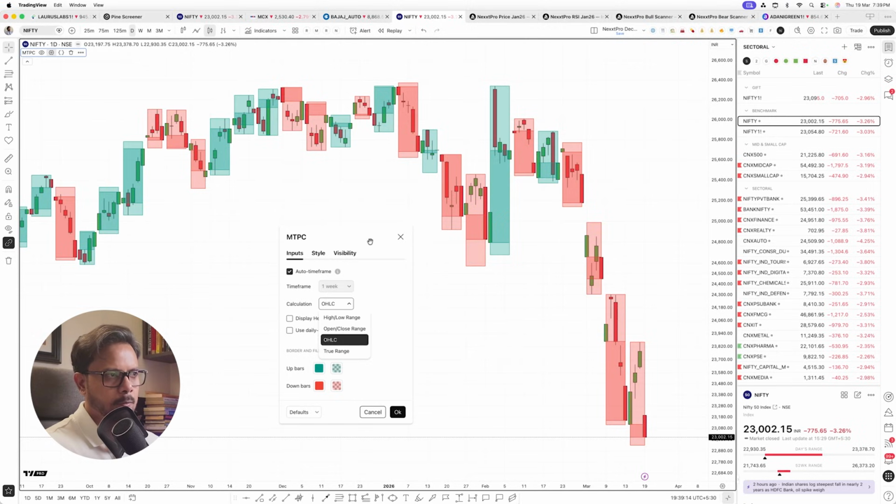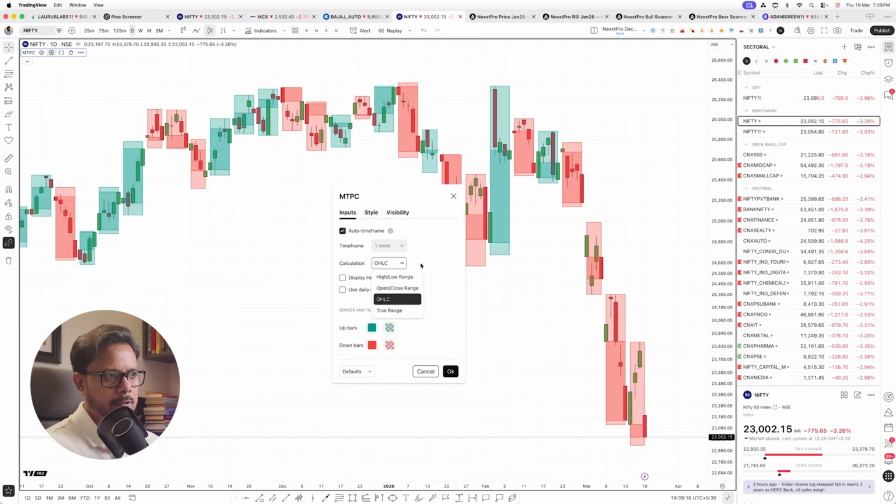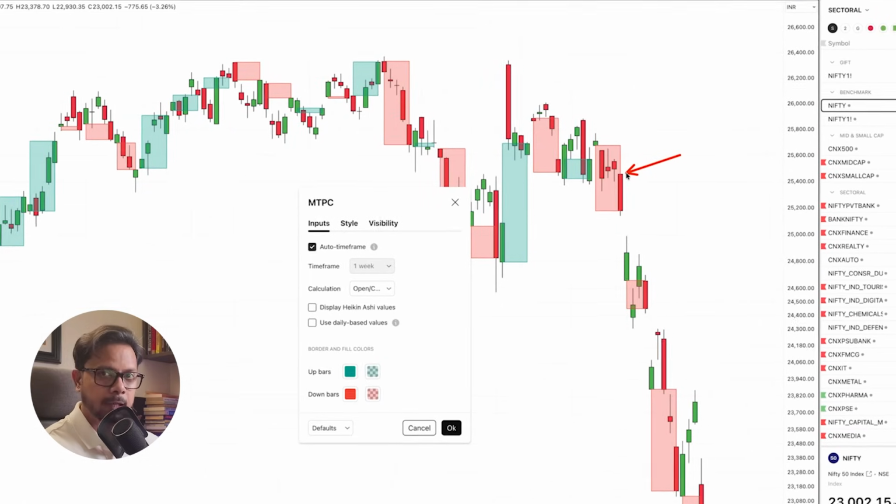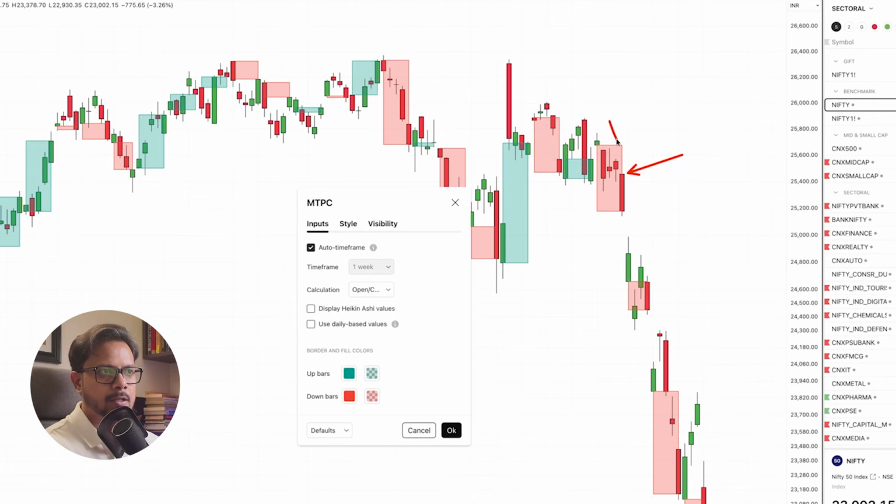All right, let's go back to the calculation. What about open close range? So open close range will in that case only show you the body of the candle. It will reject the upper shadow. It will not show the lower shadow. So you're looking at only the body. I strongly believe that OHLC makes the maximum sense.